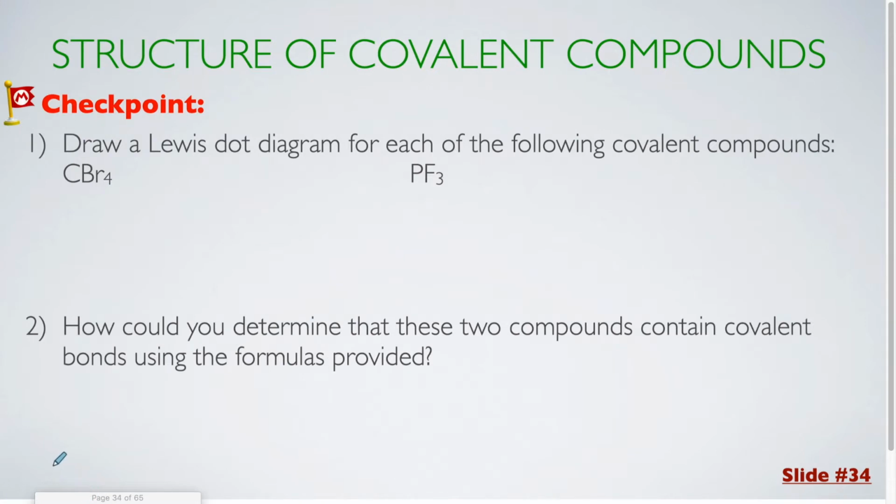For our first checkpoint, we are going to be drawing Lewis dot diagrams for these 2 covalent compounds. We're going to start off with a carbon atom. And for a carbon atom, I'm going to draw the electrons as X's, since it isn't quite so easy to change the color within the program while recording. For each of my bromines, I'm going to have 4 of them. They're going to have 7 dots around them.